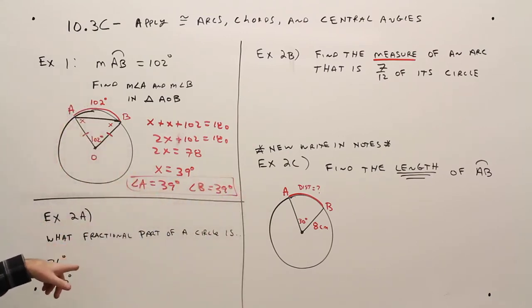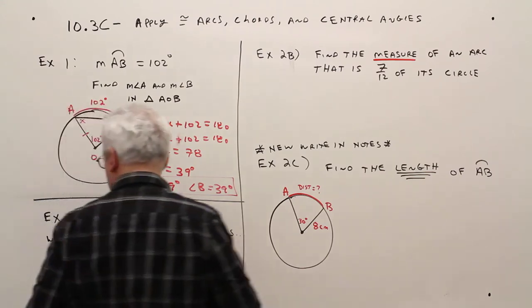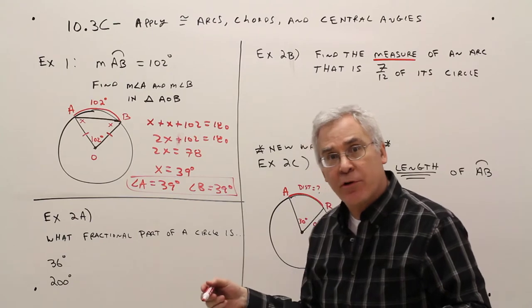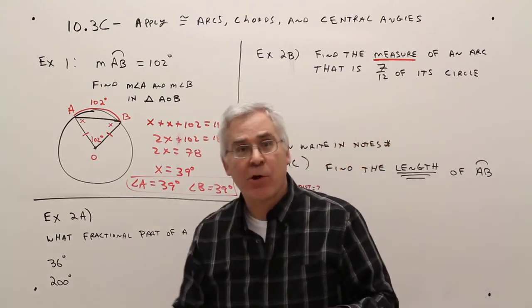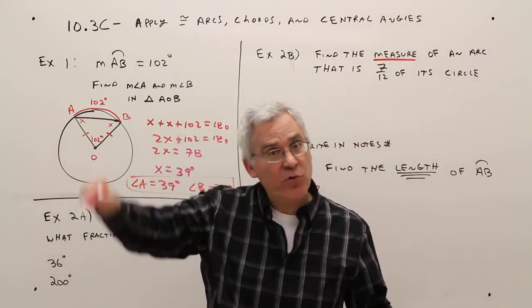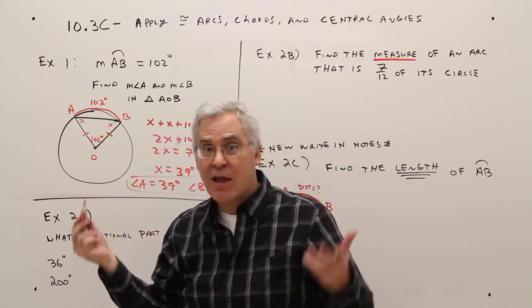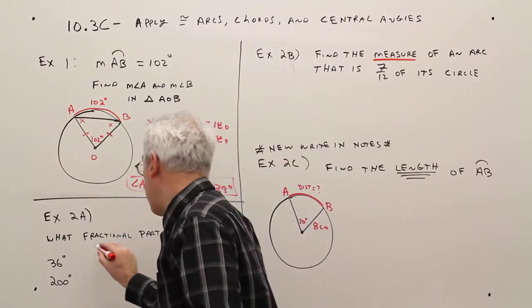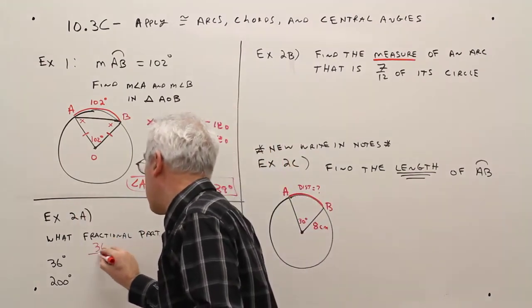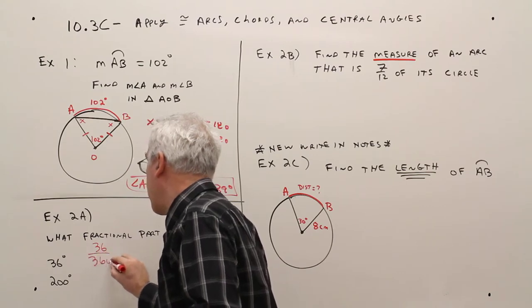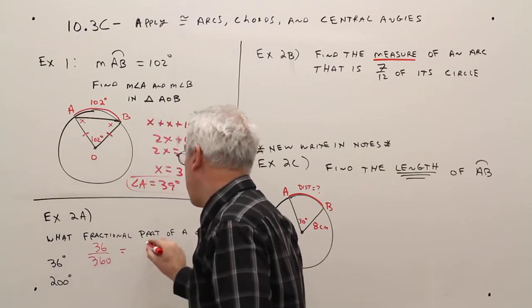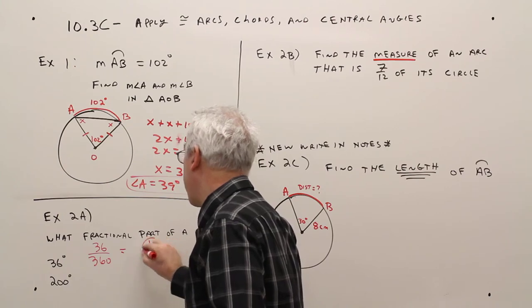Okay, example 2a. What fractional part of a circle is 36 degrees and then 200 degrees? All right, so all we have to know is that a circle has 360 degrees. And now we're just doing a ratio. So this would be 36 over 360. So that's going to be 1/10.